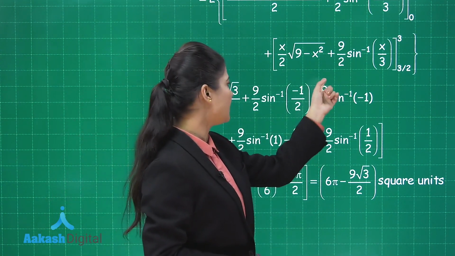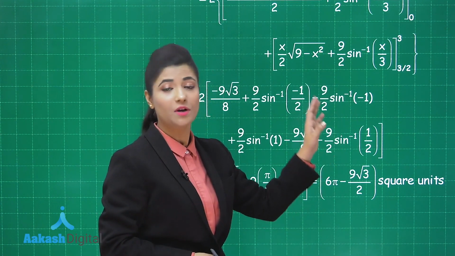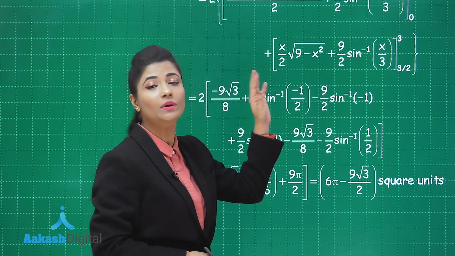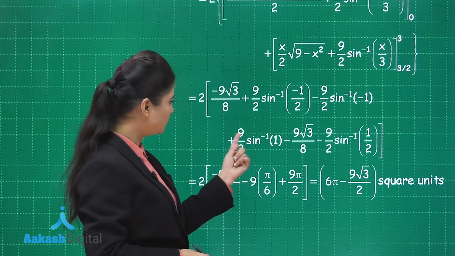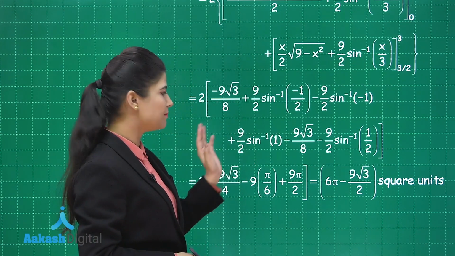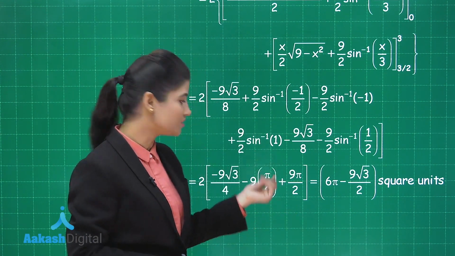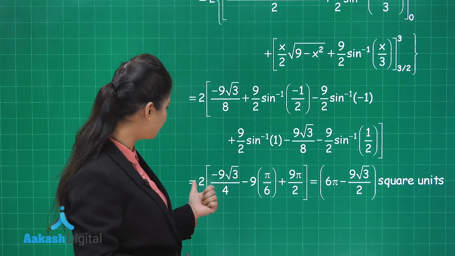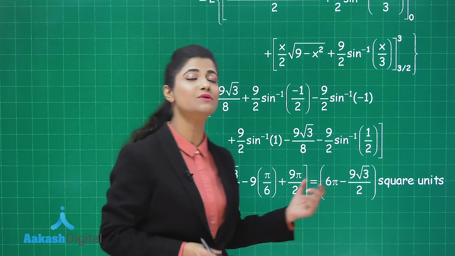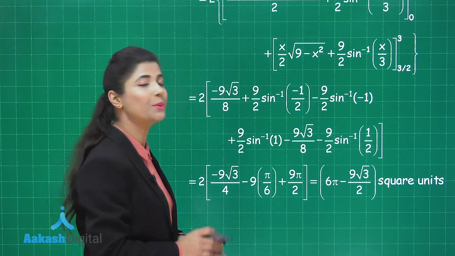Here we have minus 9 by 2 sine inverse of minus 1, which becomes here plus 9 by 2 into pi by 2, that is 9 pi by 4. Same goes here, 9 by 2 into pi by 2 gives you again 9 pi by 4. So these two gets added up to give you 18 pi by 4, which reduces to the value plus 9 pi by 2. And when you simplify this whole and multiply 2 to these terms, this reduces to the value 6 pi minus 9 root 3 upon 2 square units.